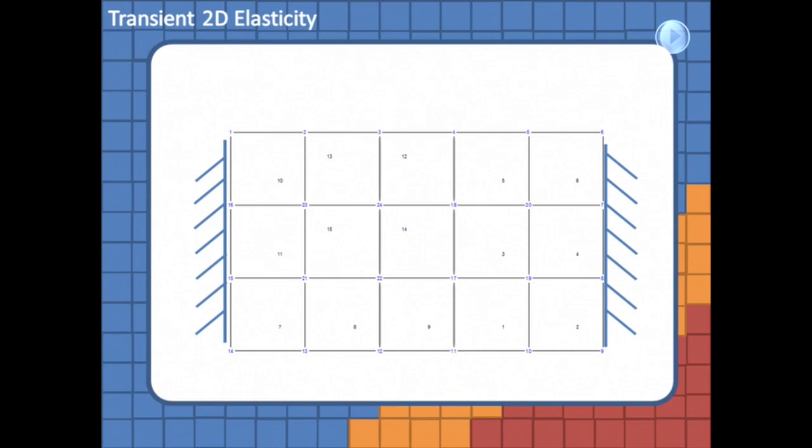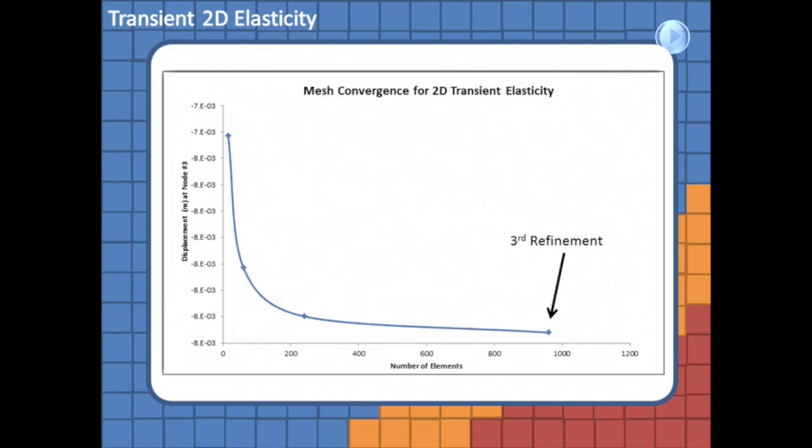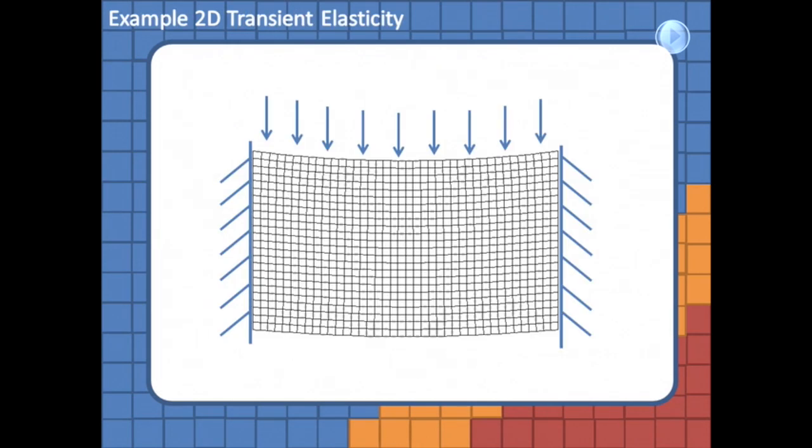So to test convergence, we're going to constrain the sides, add a force, and follow node 3. So this is our y displacement, and you can see after 3 refinements, our mesh converges. This is an example of the solution.